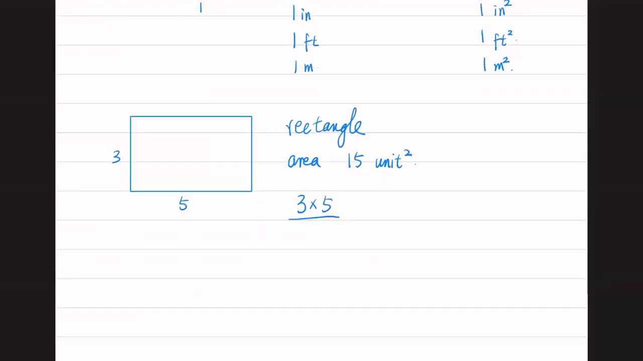If a rectangle has sides L and W, so this is for length and width.